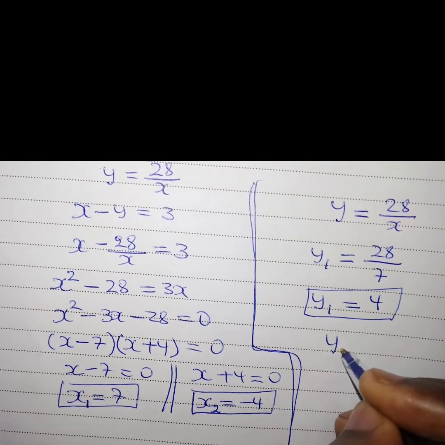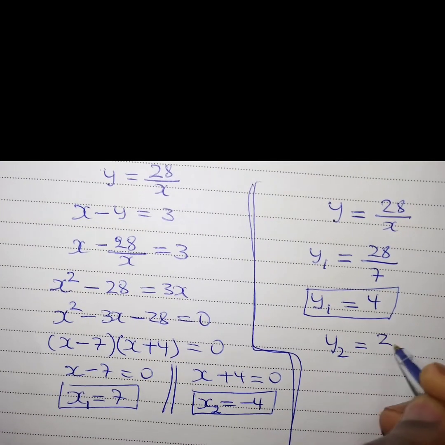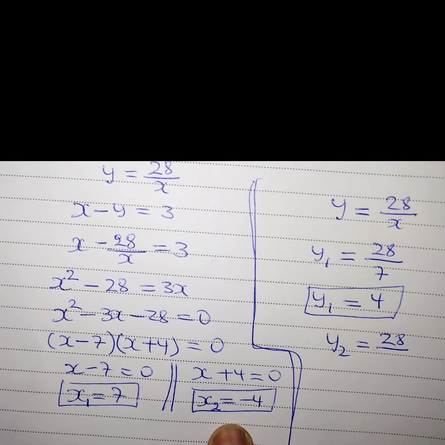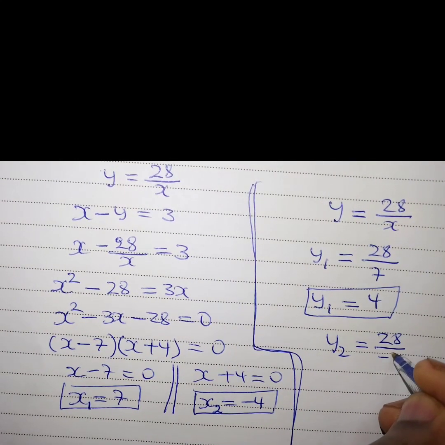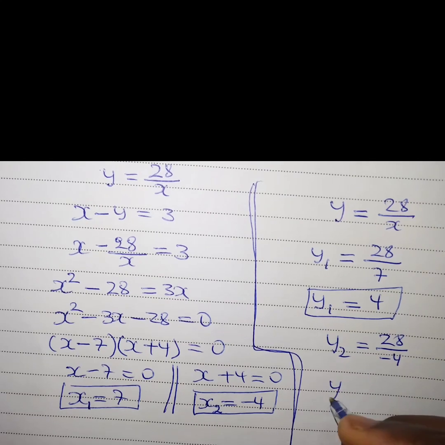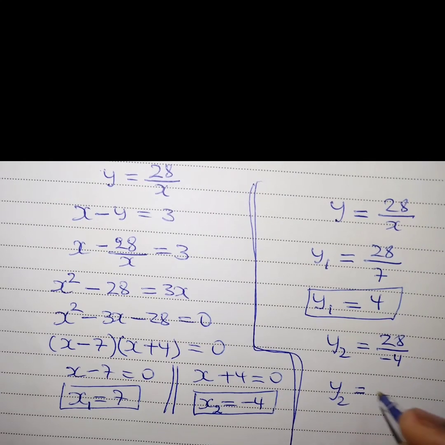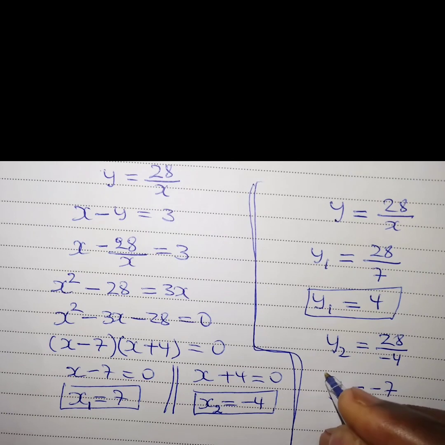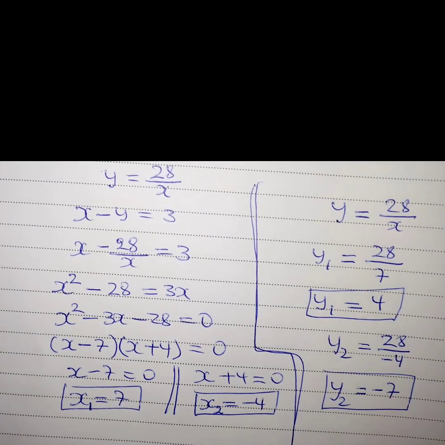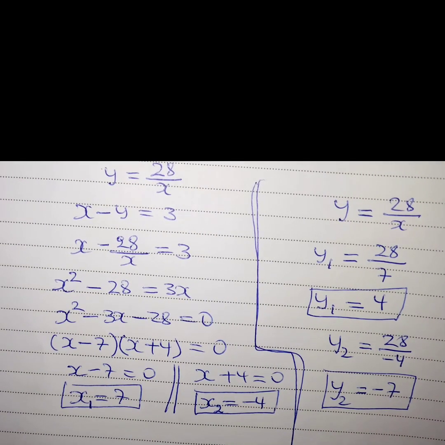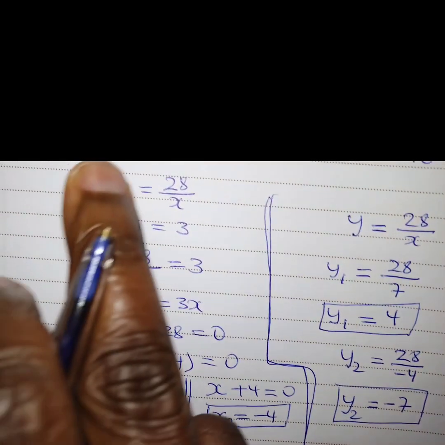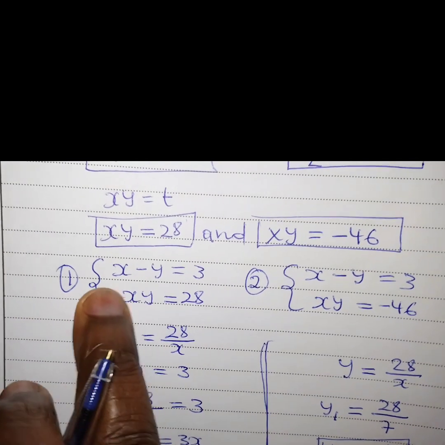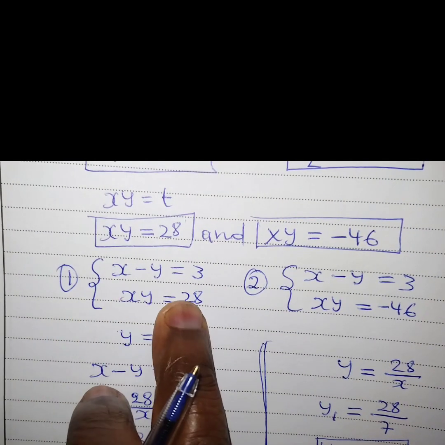Then y2 will be equal to 28 over the value of x2, which is minus 4. I replace this, so I'll have 28 all over minus 4. y2 will be equal to minus 7. Ladies and gentlemen, we have found the values of x and y using the first system of equations.